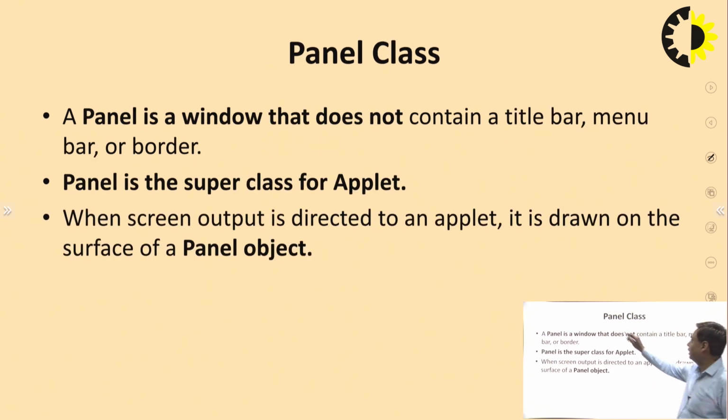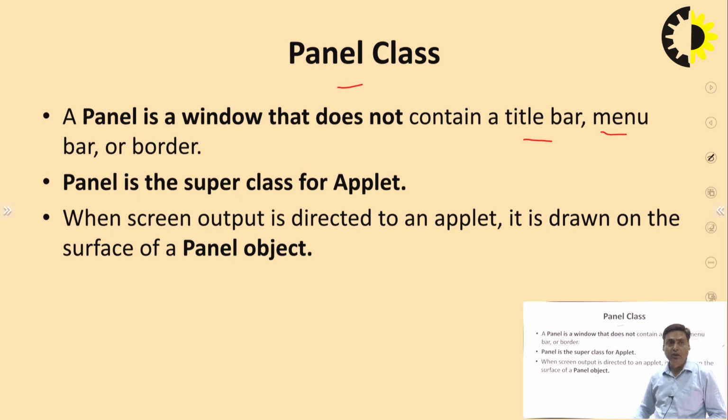Next is the Panel class. Basically, it is a window that does not contain a title bar, menu bar, or border. I think you have experience with the Windows operating system. Whenever we create a window, it has a title bar, a menu bar, a border, and many other things attached. But if you create an object of Panel and display it in a Java application, it will not contain any title bar or other accessories of windows.